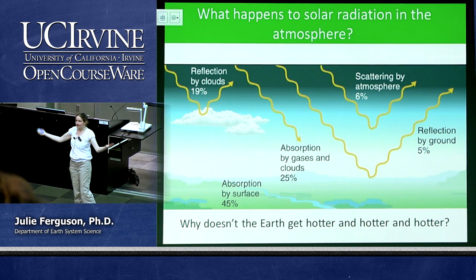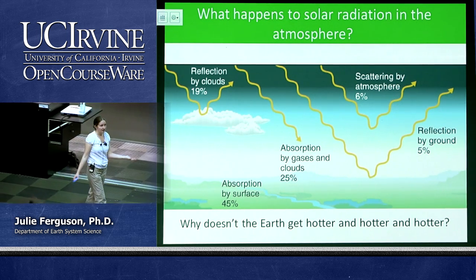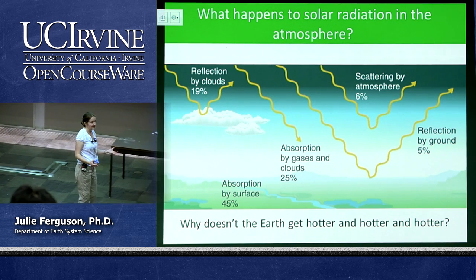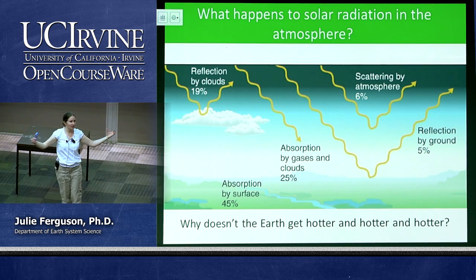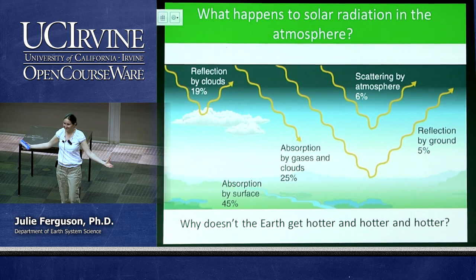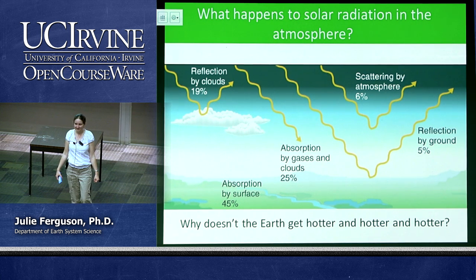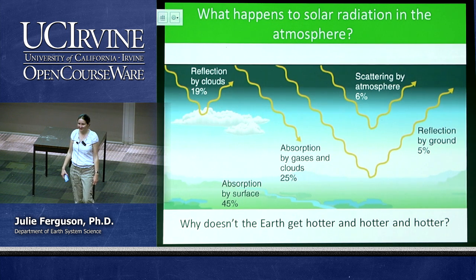So we're reflecting back a certain amount, but that means that we're absorbing 70%. So we're absorbing 70% of that incoming watts per meter squared every single second. So why aren't we heating up and heating up and heating up and boiling off our oceans and vaporizing? Why do you think?